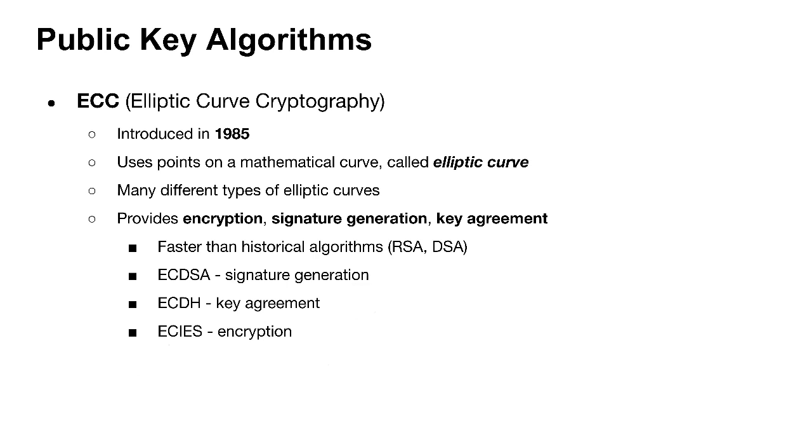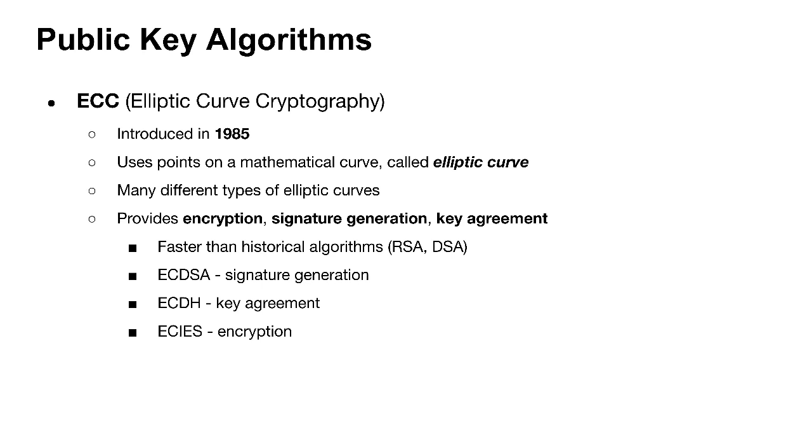ECC is elliptic curve cryptography. This was introduced in 1985. It uses points on a mathematical curve, which is called an elliptic curve. There's many different types of elliptic curve definitions, and we'll see that later in our slides and training content here today and tomorrow.